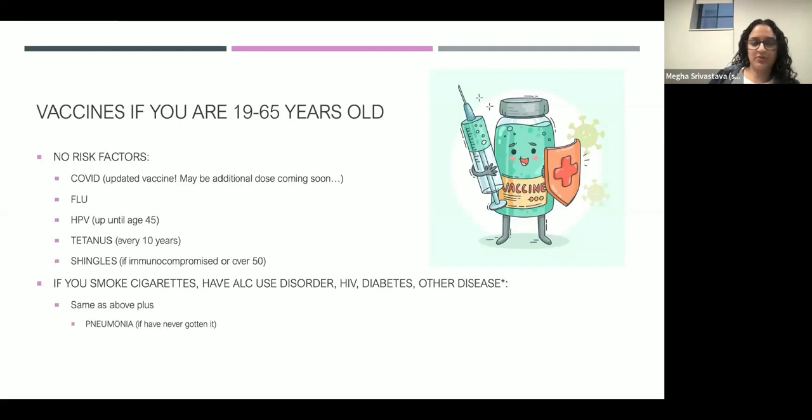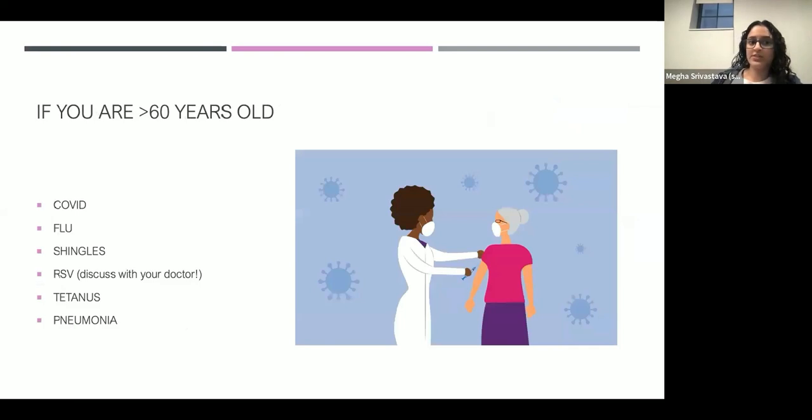Shingles is also very painful and definitely something you should get if you're over 50, and you get it earlier than 50 if you are immunocompromised. And then in general, if you smoke cigarettes, or have alcohol use disorder, HIV, diabetes, or a few other diseases, you also qualify for the pneumonia vaccine. The pneumonia vaccine is something to talk about with your doctor if this applies to you at all. But most people don't qualify for the pneumonia vaccine until they're over 60.